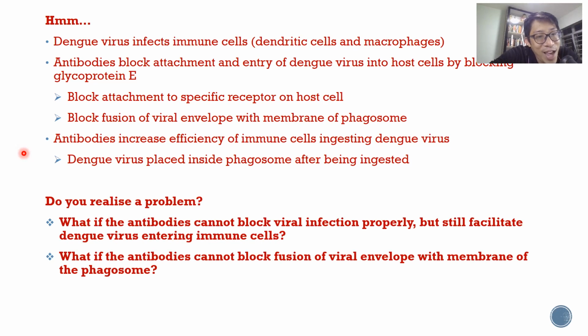So if the antibodies are not functioning properly, maybe it doesn't really block the viral infection properly, or it doesn't prevent the entry, the fusion between the viral envelope and the phagosomal membrane. If it cannot block that properly, yet it can increase the efficiency of phagocytosis, which is how the virus enters the immune cells, that actually increases the chance of infection, don't you think? So keep this in mind. We'll come back to this problem a bit later.